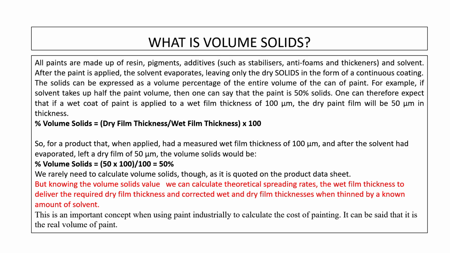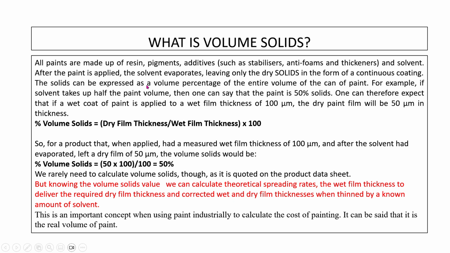Before going to discuss, we want to know what is volume solids. We know that all paints are made up of resin, pigments and colors, and additives, like stabilizers, antifoams, thickeners, and solvents. The paint consists of these items. But when we apply the paint, the solvent evaporates.